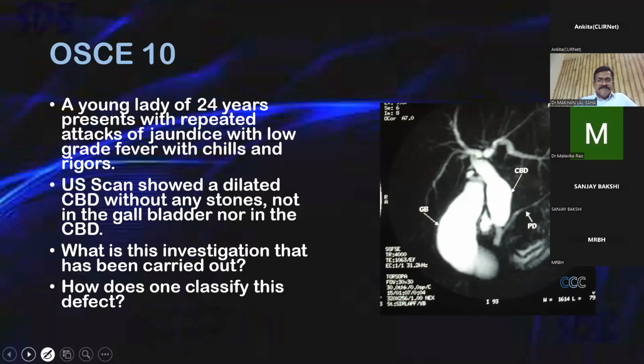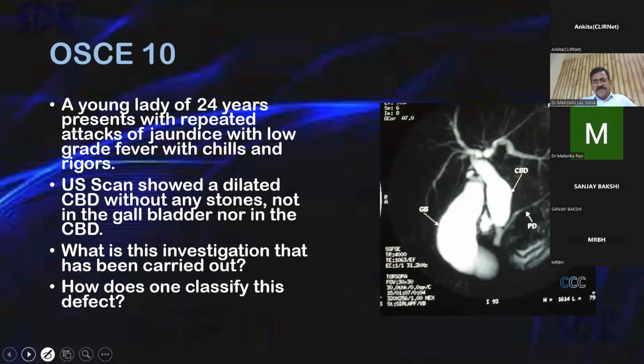Omkar, read it. A very classic appearance. A young lady of 24 years presents with repeated attacks of jaundice with low-grade fever with chills and rigor. Ultrasound scan showed a dilated CBD without any stones, not in the gallbladder nor in the CBD. What is the investigation that has been carried out? How does one classify this defect? MRCP, sir.